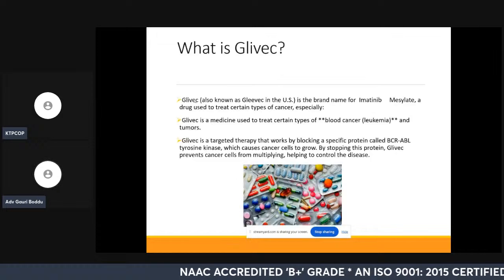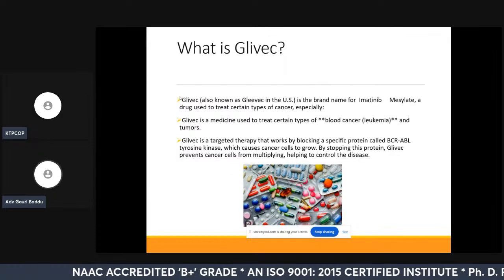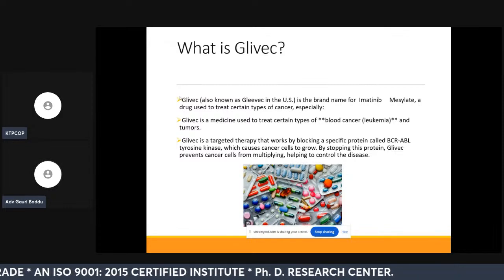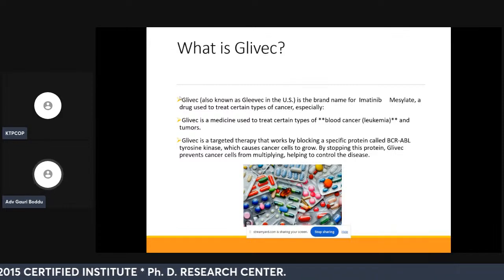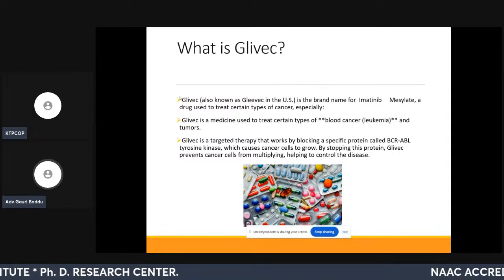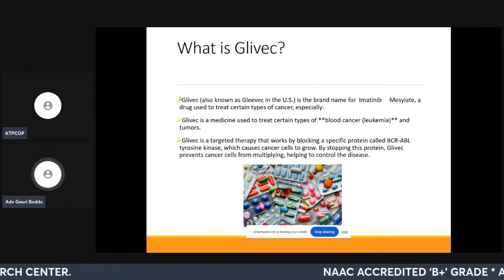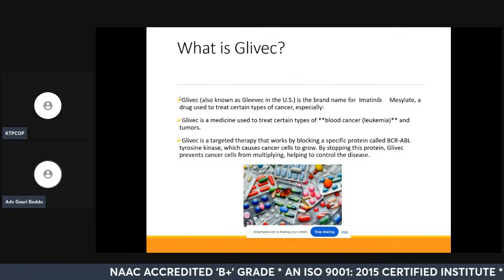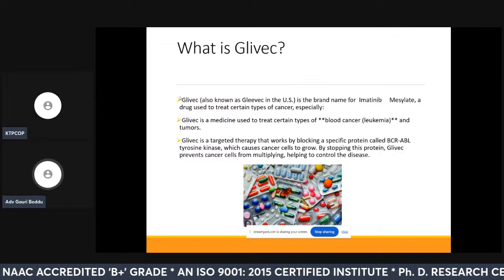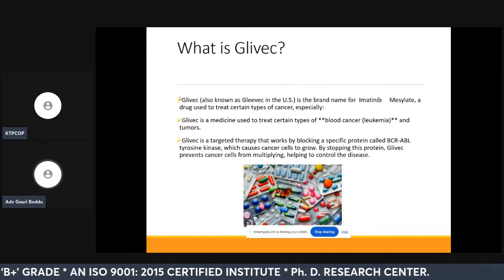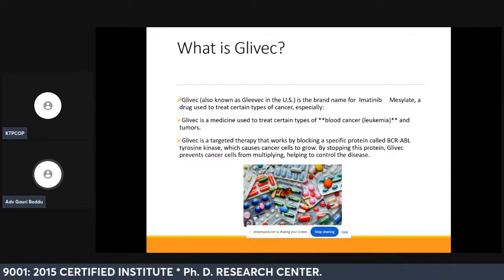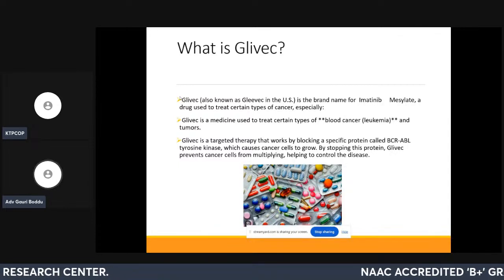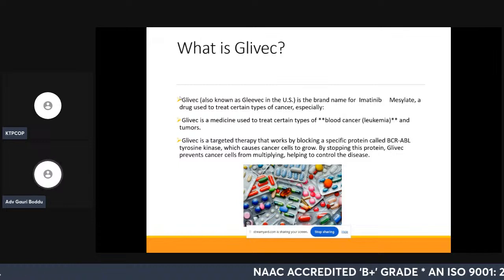So what happened next? So what is Gleevec? Gleevec, also known as Glivec outside the US, is the brand name of imatinib mesylate, a drug used to treat certain types of cancer, especially chronic myeloid leukemia (CML), a type of blood cancer, and gastrointestinal stromal tumors (GISTs), a type of stomach or intestinal cancer. So Gleevec is a medicine used to treat certain types of blood cancer, leukemia, and tumors.